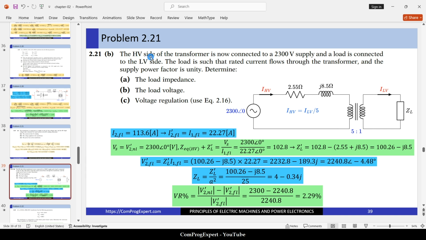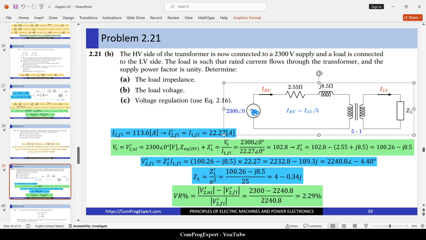The high voltage side of the transformer is now connected to this voltage supply, and a load is connected to the low voltage side. The load is such that rated current flows through the transformer, and the supply power factor is unity. The power factor of the supply is unity. Determine the load impedance, the load voltage, and the voltage regulation.